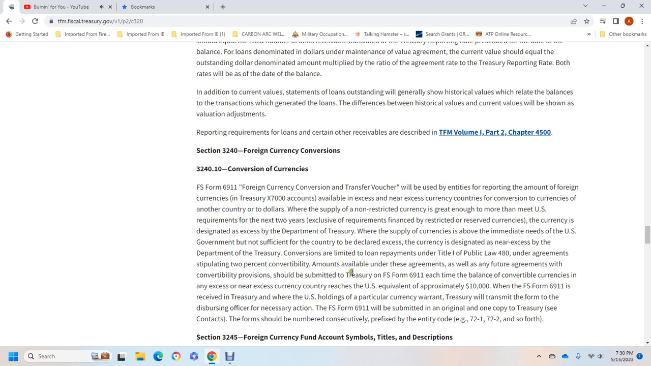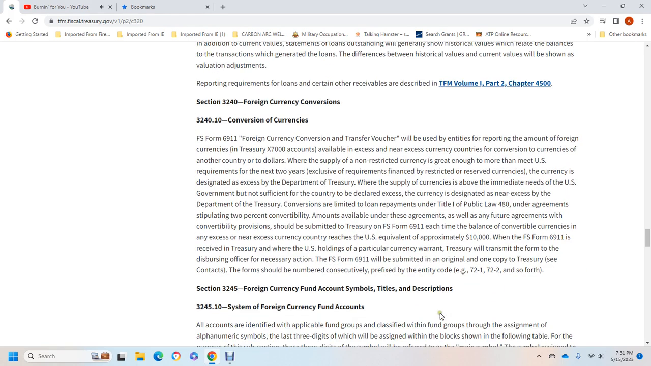Convertible provisions shall be submitted to the Treasury on Form 6911. Each time the balance of convertible currency within the near excess currency country reaches the U.S. equivalent of approximately $10,000, when the official Form 6911 is received, the Treasury will hold the particular currency. The Treasury will transmit the form to disbursing for the necessary action. Official FS Form 6911 will be sent originally. One copy of the Treasury received form shall be numbered consecutively, prefixed with the agency code.